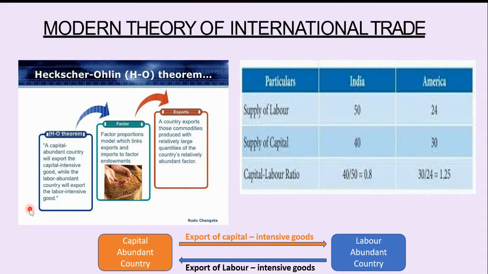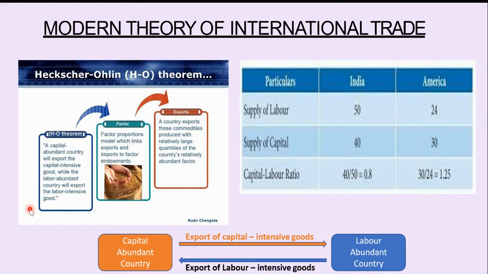So this theory says that the basis for international trade is the difference in factor endowments. Each country has different kinds of factor endowments. Because of this difference, international trade is happening. So this theory is based on the difference in factor endowments. It is otherwise called the factor endowment theory. So the modern theory of international trade given by Heckscher and Ohlin is also called the factor endowment theory. The factor endowment model was developed by Heckscher and Ohlin.